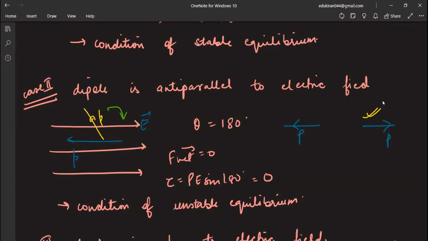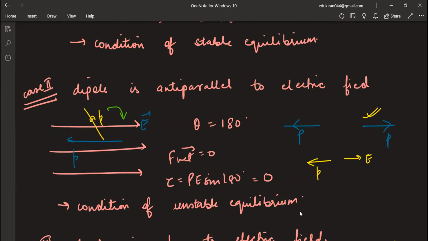Ma'am, can you please repeat this once? See, just look at this blue one. This is the original one according to the question. Anti-parallel, 180 degree, exactly opposite to each other, dipole moment and electric field, right? Making an angle of 180 degree. So F net is 0 and torque net is 0. So equilibrium is there. But how do we determine whether it's stable equilibrium or unstable?